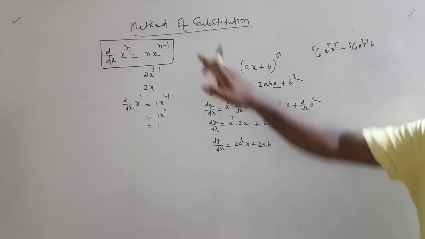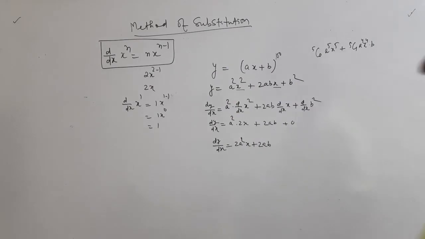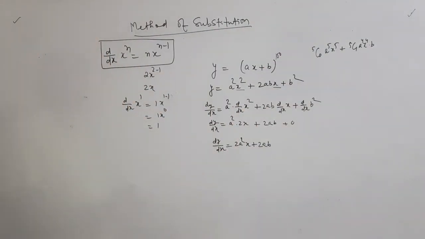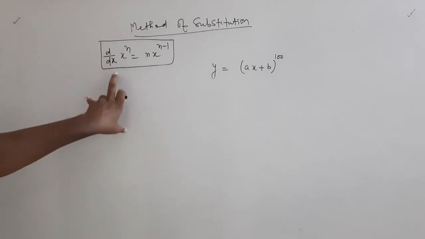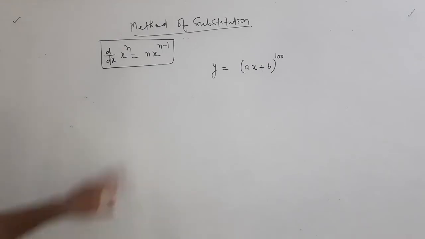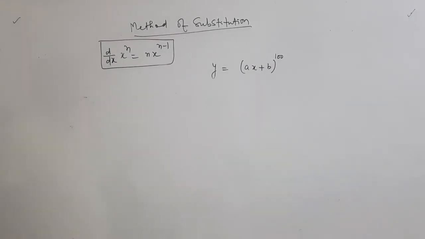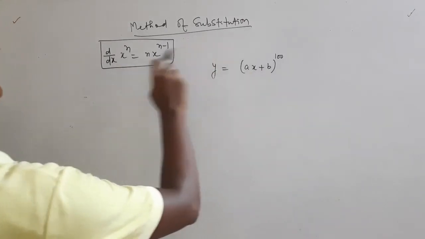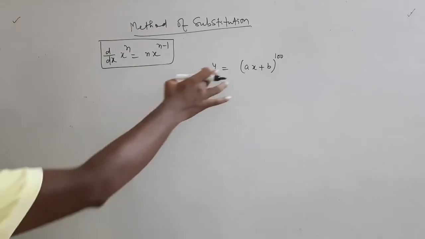Then comes the method of substitution. How? Just look at this term. First let me clear the screen. Now see, d by dx of x to the power n, and d by dx of something to the power n, but this is x and this is something. If you see properly, this can be substituted, and then it will take the form of this.